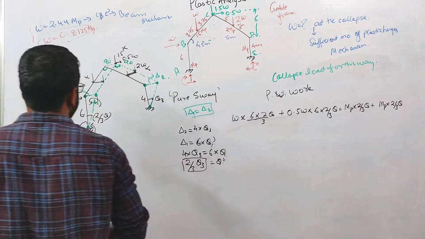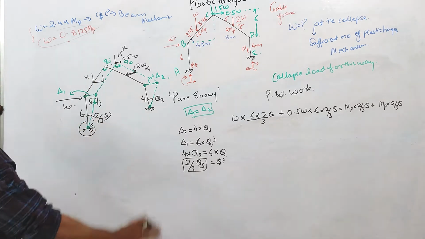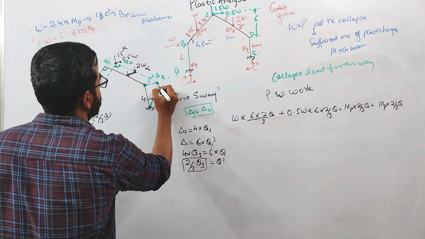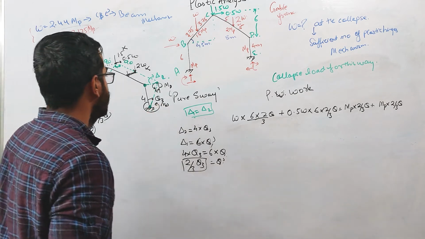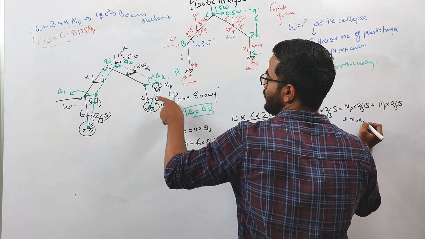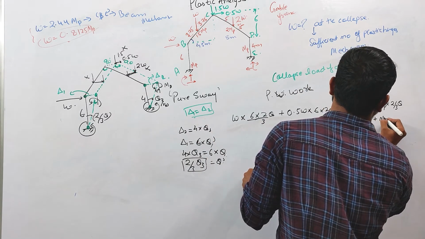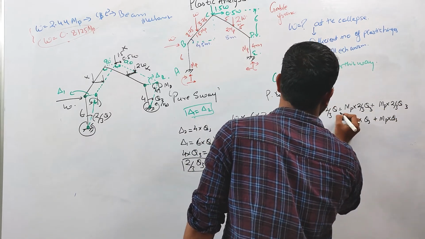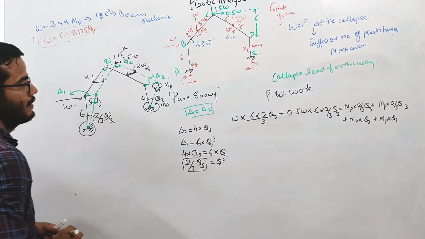This angle will be equal. Plus, at this point there will be no work done because no plastic hinge is there. Similarly, at this point the internal virtual work done will be, this is the direction of the rotation, MP will act like this. Similarly here MP will act like this. So plus MP into theta 3, plus MP into theta 3. These are all theta 3, right?